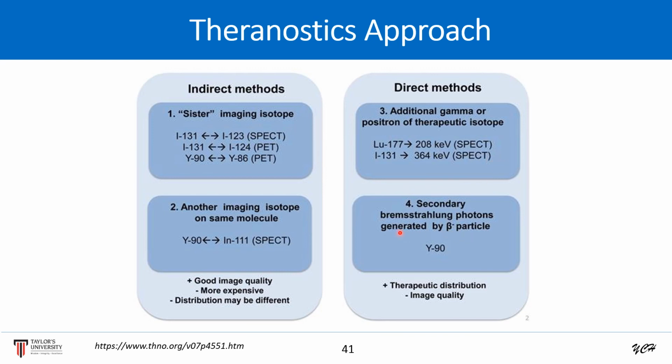And lastly, we can use secondary bremsstrahlung photons generated by the beta particles. This example is the yttrium treatment. Yttrium is a beta source. It will interact with tissues and generate bremsstrahlung X-rays. And the gamma camera can actually capture the bremsstrahlung X-rays to form the image. So using this approach, it will give us the actual therapeutic distributions, but it might compromise the image quality. For example, in bremsstrahlung X-ray imaging, the spatial resolution is compromised.